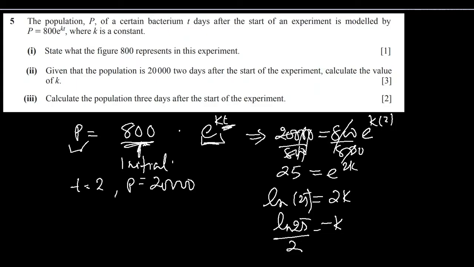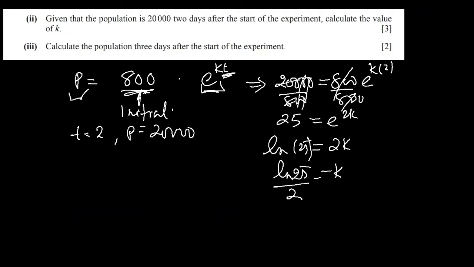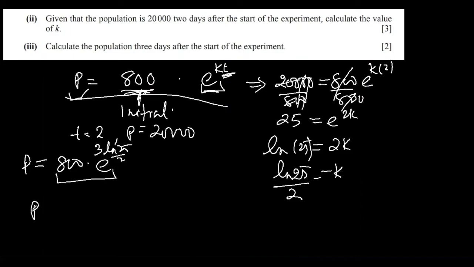Part 3. In part 3, we are being asked to calculate the population 3 days after the start of the experiment. Again we'll put everything in this equation. The population is unknown, we want to find it. 800 is 800. e to the power k, k we know now, ln 25 over 2. And time is 3 days, so we'll multiply 3 in front. Put this in a calculator and you'll get the population. Let's do it. 100,000 bacteria.